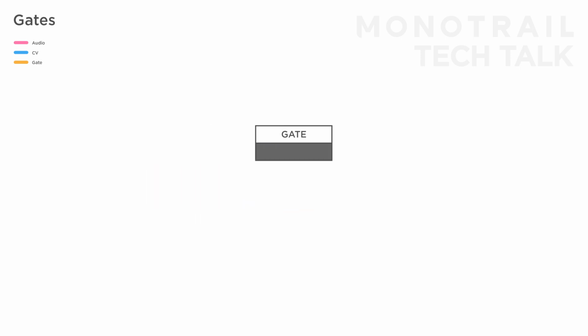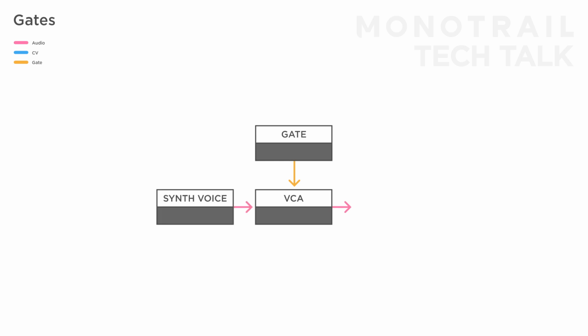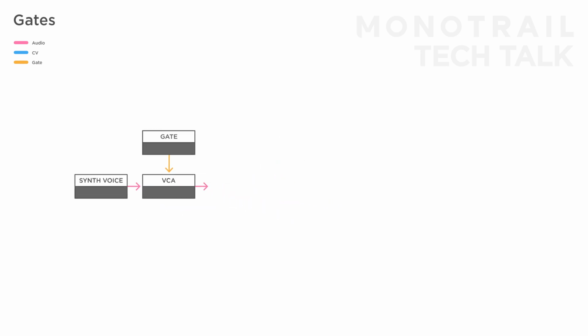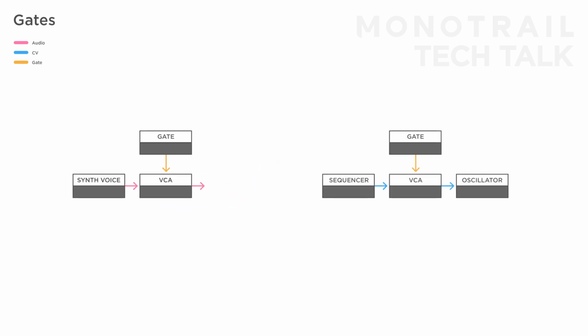You can use the gate itself to open a VCA and let something through. That can be another sound again, but also a control voltage. For example, allow a sequencer to pass on to an oscillator, turning a steady drone into a melodic part.